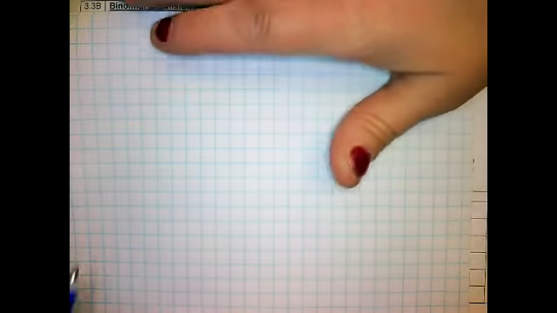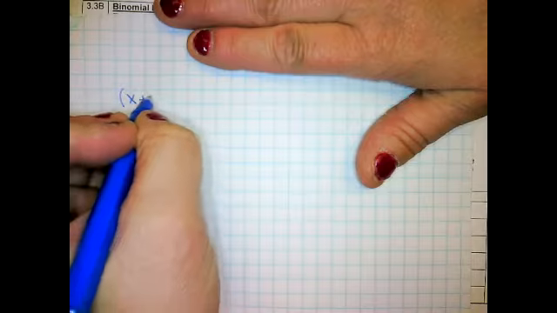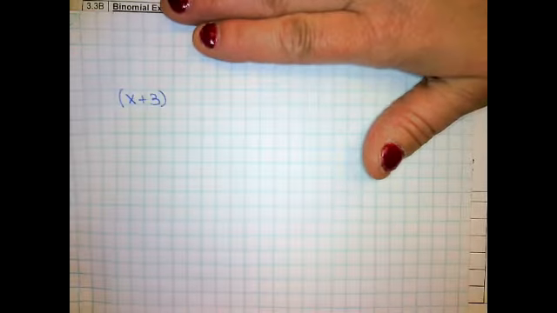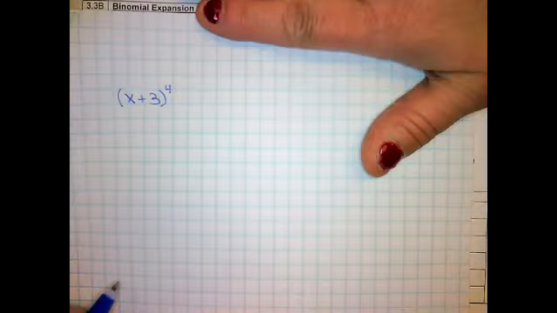Back to Algebra 2. Today we're going to talk about something called binomial expansion. So this is 3.3b. Before we talk about binomial expansion and Pascal's triangle, I want to talk to you for a minute about why this comes in handy and why it's important. Sometimes we have equations like this, a binomial to the fourth power.